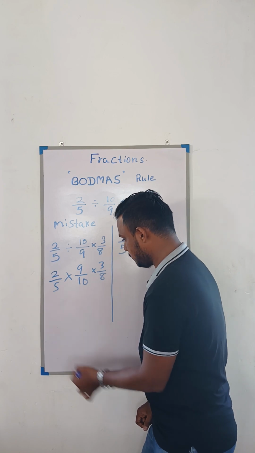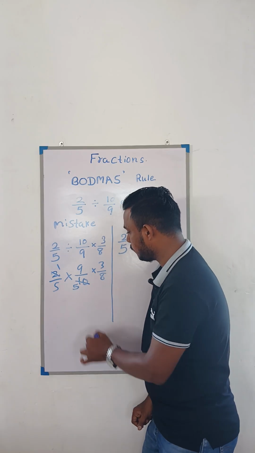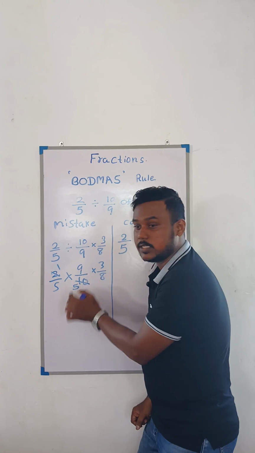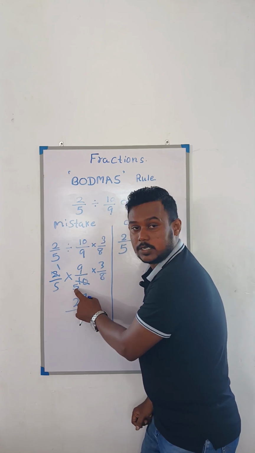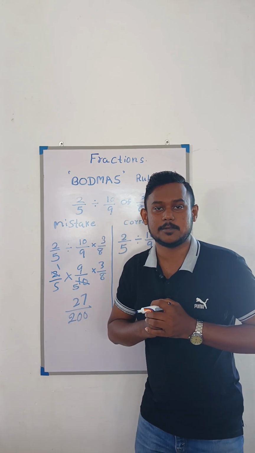Let's simplify it and see. 2 divided by 2 is 1. 10 divided by 2 is 5. What else do we have? We don't have anything, right? So 3 into 9 is 27. Over 5 times 5 is 25. 25 times 8 is 200. So that is the answer that you will get.